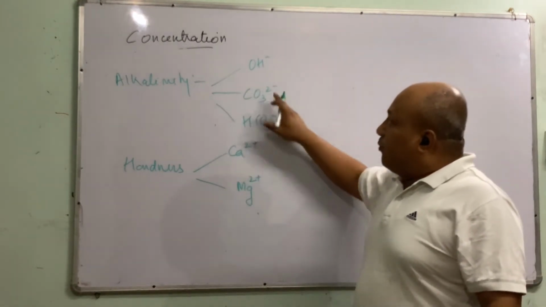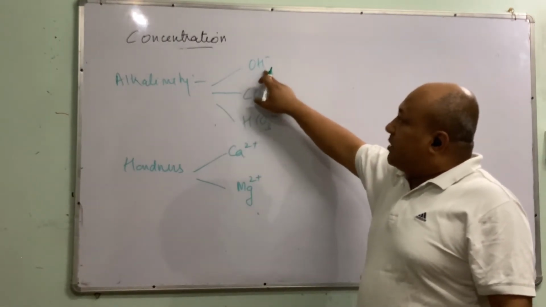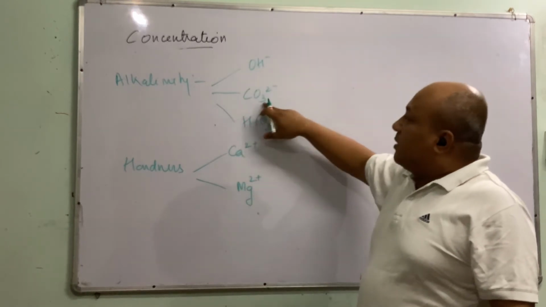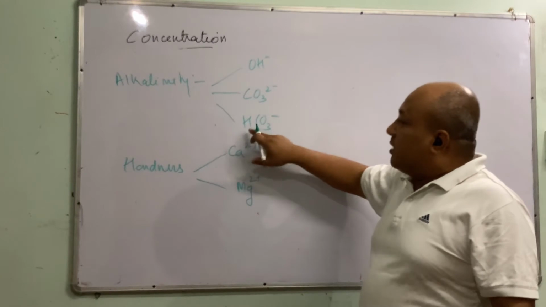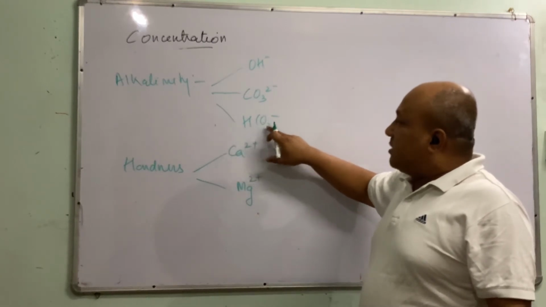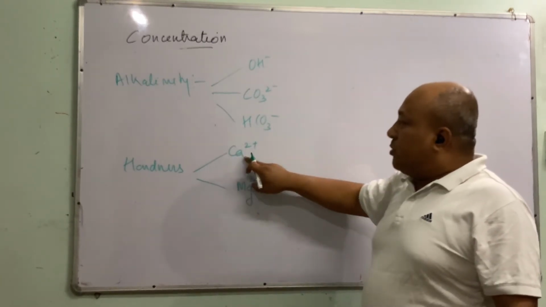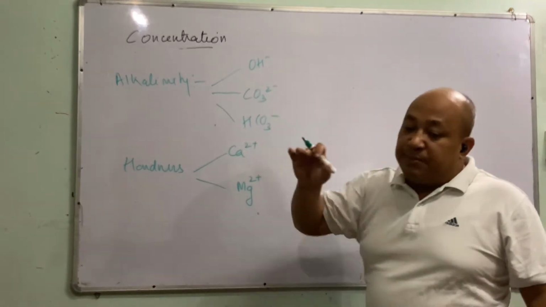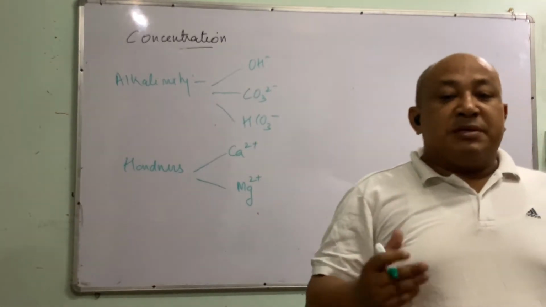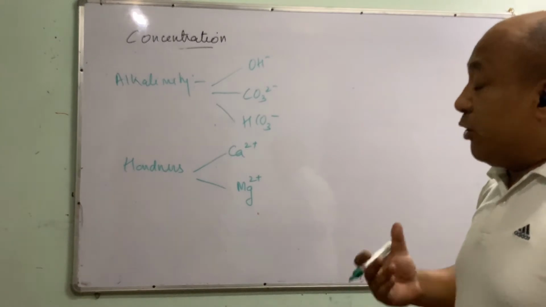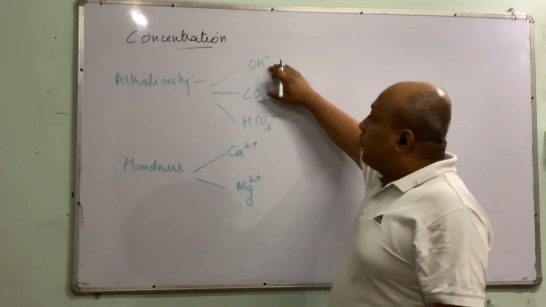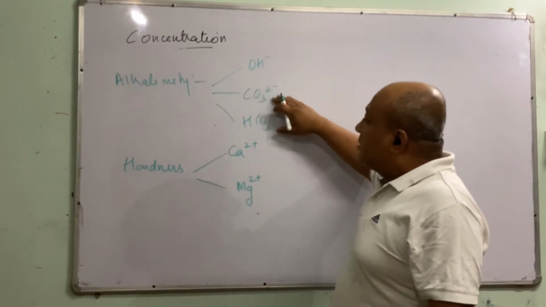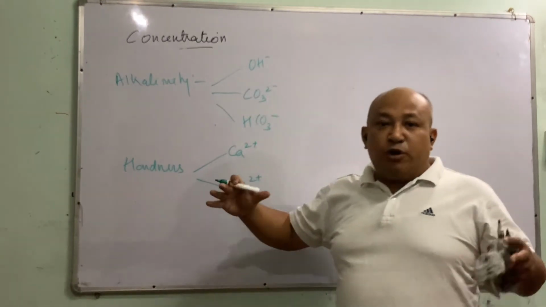OH ions have molecular weight of 16 plus 1, 17. CO3 is 12 plus 16 into 3. HCO3 is 1 plus 12 plus 16 into 3. So none of them have the same molecular weight and none of them have the same equivalence. So they cannot be mixed up. So for example, this is in terms of rupees, this is in terms of dollars, this is in terms of pounds, and you cannot mix it up.